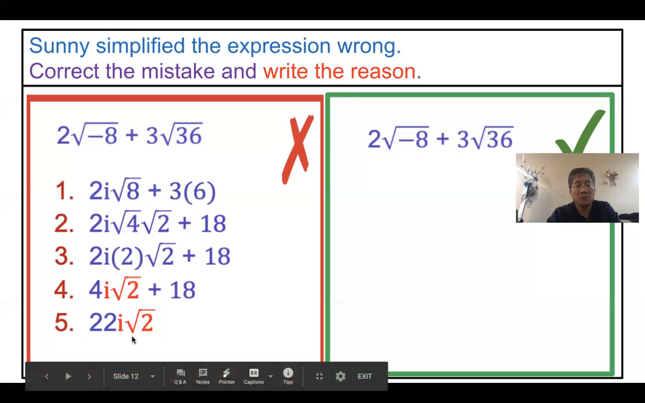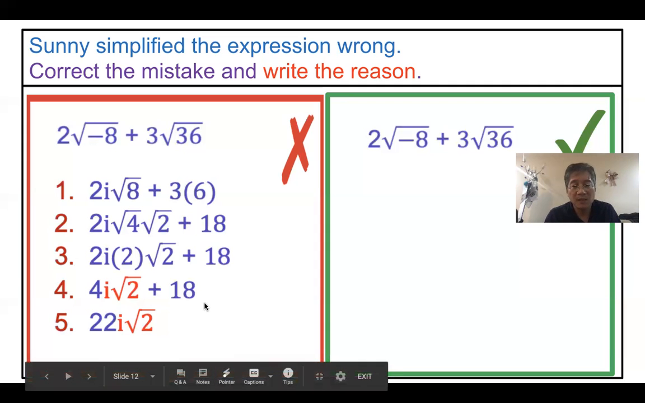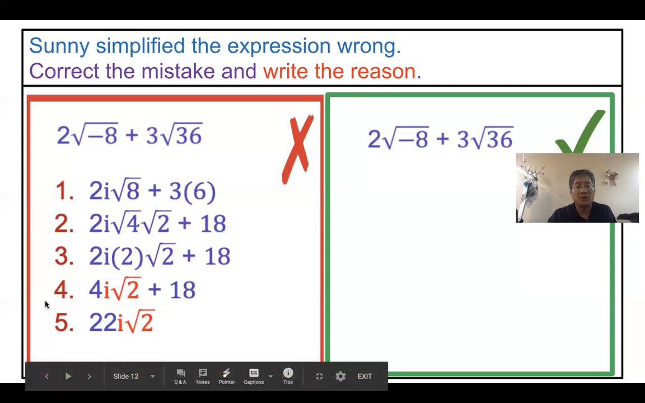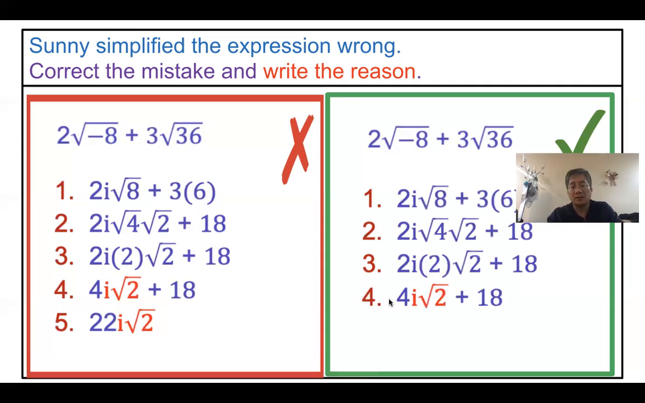And then 4 plus 18 is 22. Can you do this? No. This is an imaginary number. This is a real number. So you cannot combine an imaginary number and a real number, right? So therefore, step 5 is wrong. Up to step 4 is correct, and you should stop here. Okay, so this is the answer.